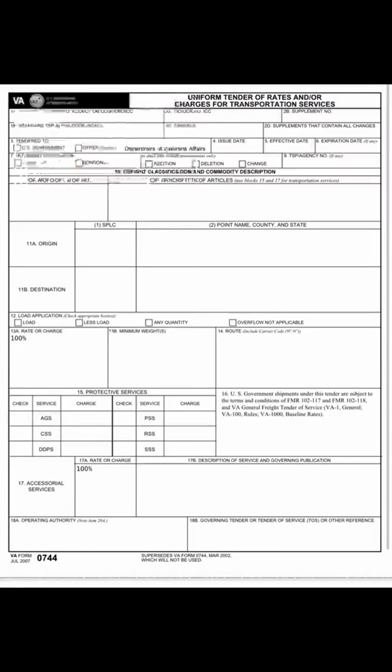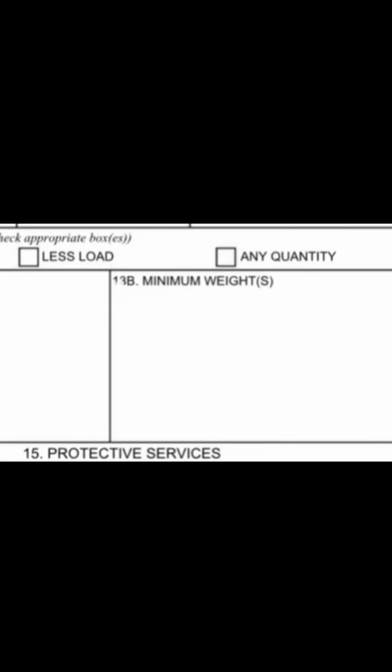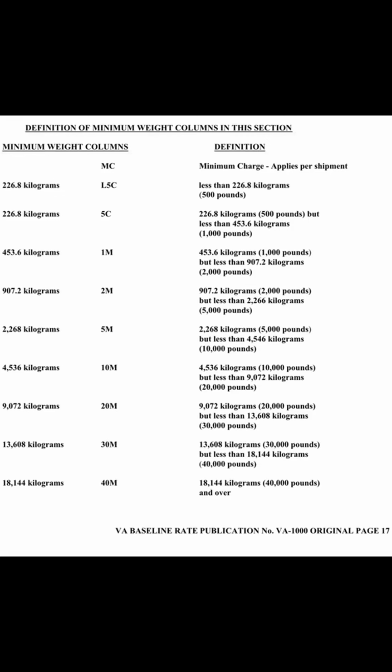And now, when you're filling out this form and they want you to list the weight groups, the VA has their own classifications for each weight group, and you're going to want to put a minimum or the range of the weights that you want to deal with. Let me show you. Now, this is form 744. When you come down to section 13B, which is right here, you got to put your minimum weight class. Now, let me show you what the minimum weight classes are.